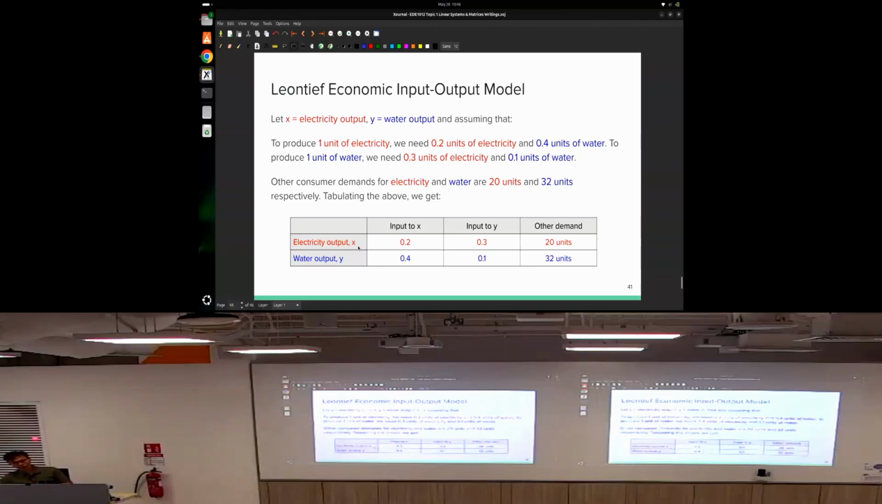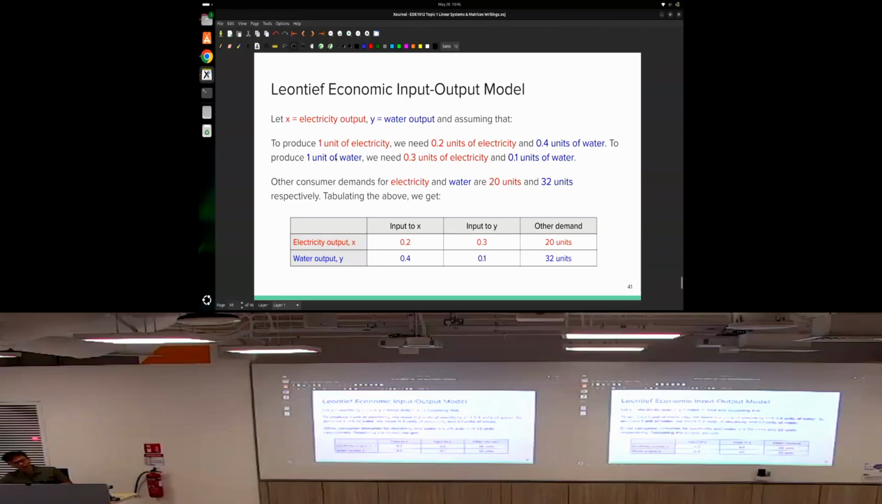Okay? So look at this first part, at the first row. Can you see this X? Then to produce X, the input to X is 0.2 units of X. Then the input to Y is 0.3. So where is this 0.3 coming from? 0.3 is coming from the production of 1 unit of water.